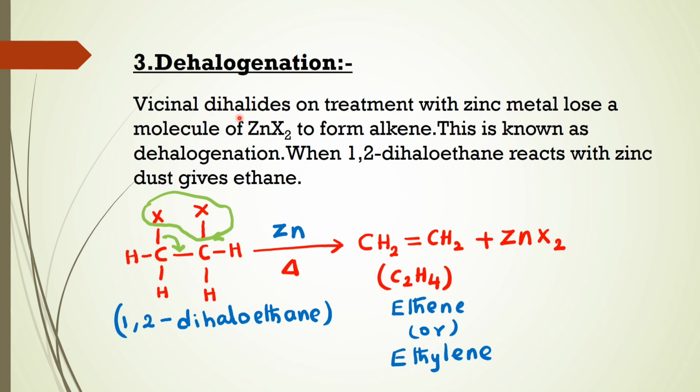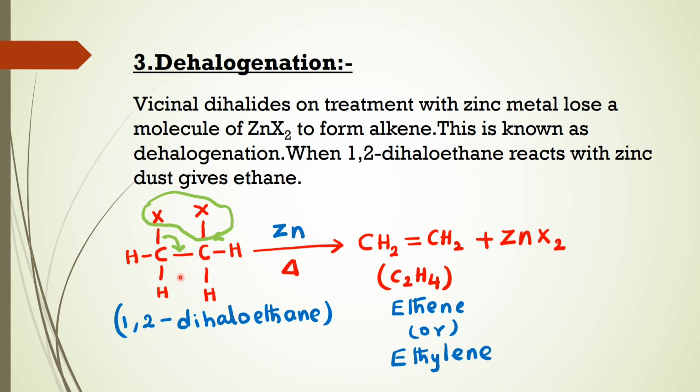Vicinal dihalides on treatment with zinc metal lose a molecule of zinc halide to form alkenes. This is known as dehalogenation. De means removing, so the halogens are removed. When 1,2-dihaloethane reacts with zinc dust it gives ethene. Sorry, this is also a mistake, ethene, not ethane.